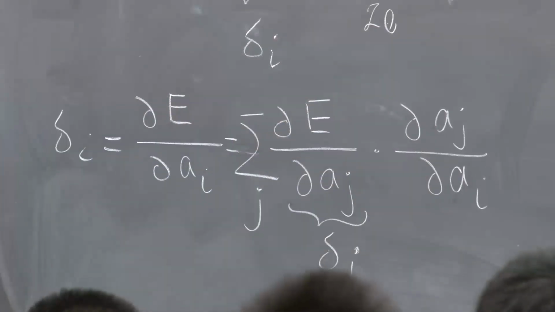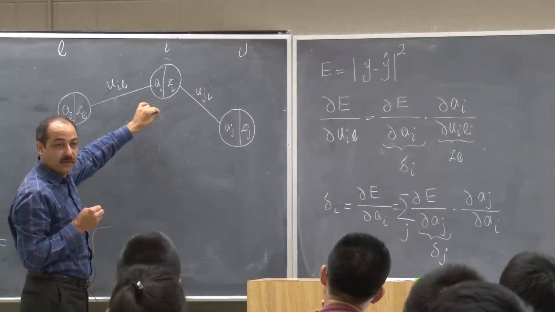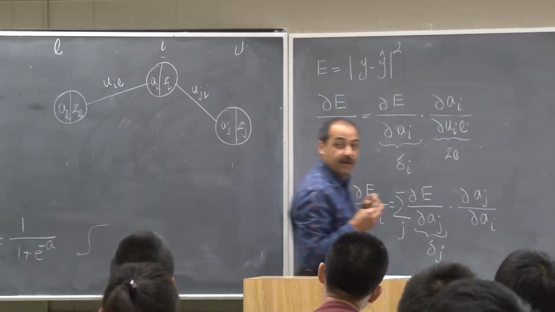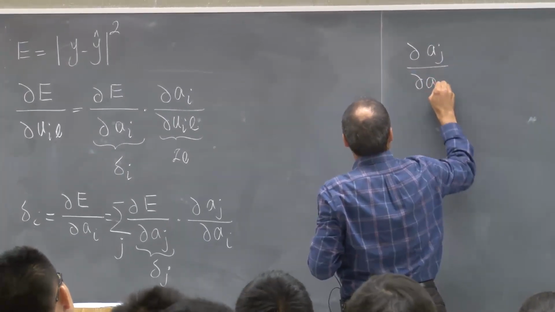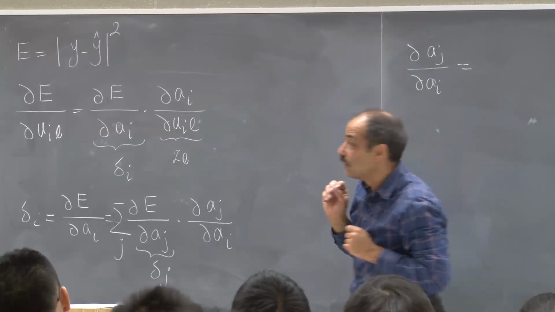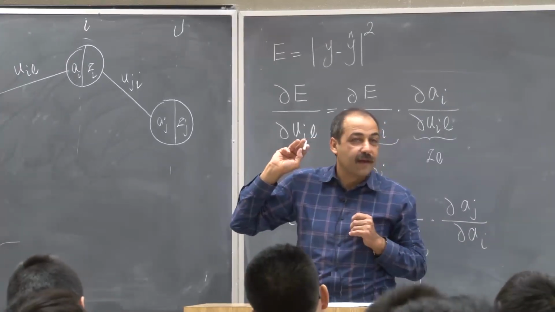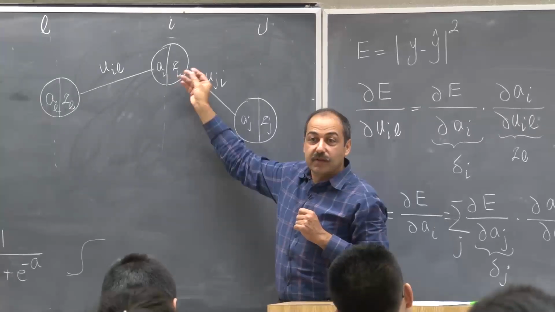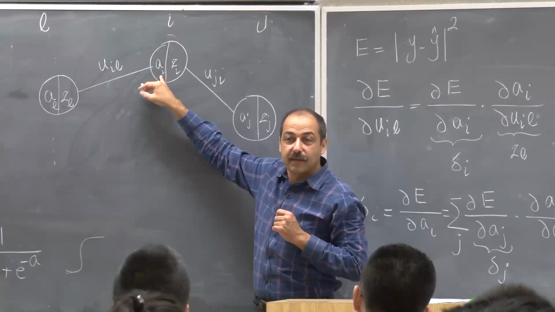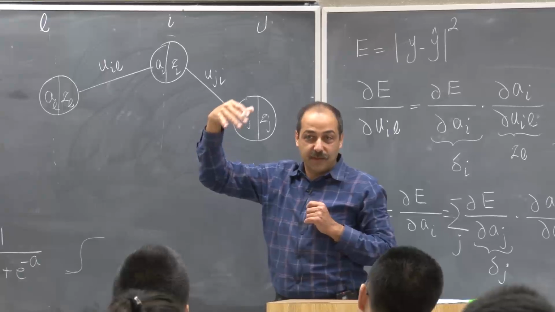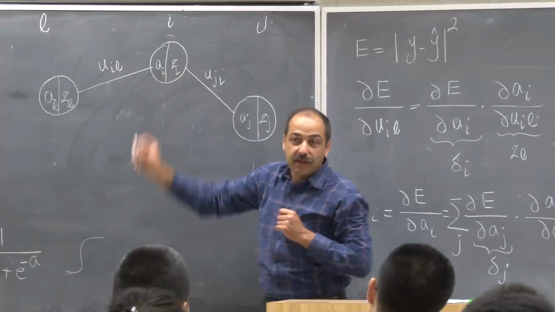And then I have the derivative of AJ with respect to AI. Do we know this value? Is it UJI? If it was with respect to ZI, you were right, it would be UJI. But it is with respect to AI. So in fact, we need to apply the chain rule again. It is UJI if it's the derivative with respect to ZI, but it's not.